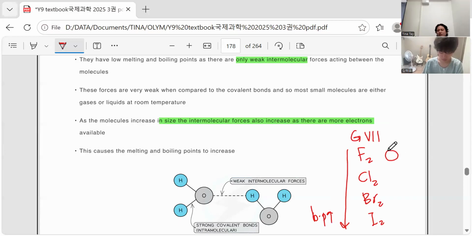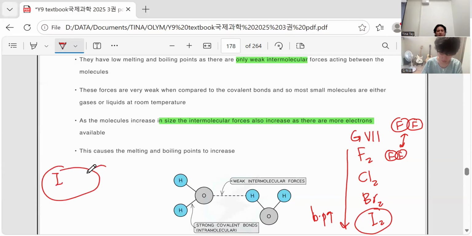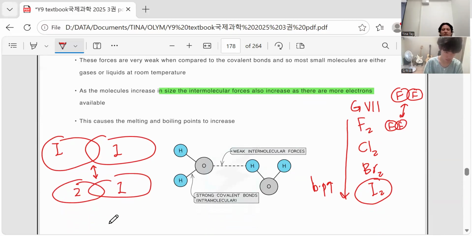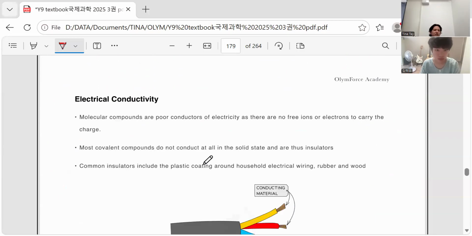For example, fluorine, the molecule size is so small. So between this fluorine and this fluorine, it's very weak forces of attraction. But iodine, the molecule is really big. So between this iodine and another iodine, it's very strong. So iodine is a covalent molecule, but it exists as solid at room temperature because the size of the molecule is so big. So the bigger it is, the higher the melting and boiling point.